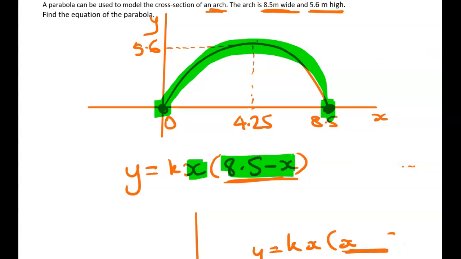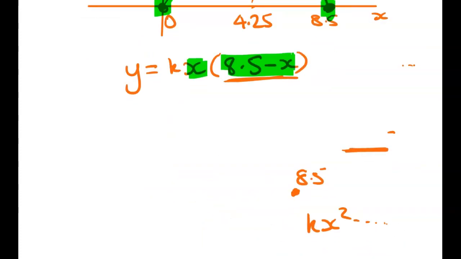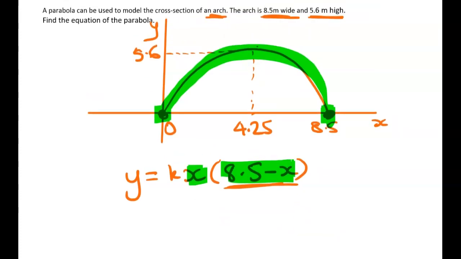Right, now hopefully that hasn't confused you. Let's get rid of the fish pond and go back to the archway. All right, so we're nearly there, right? We've set up the form of the equation, and that's the hardest part.